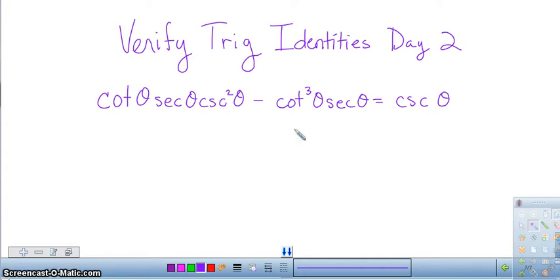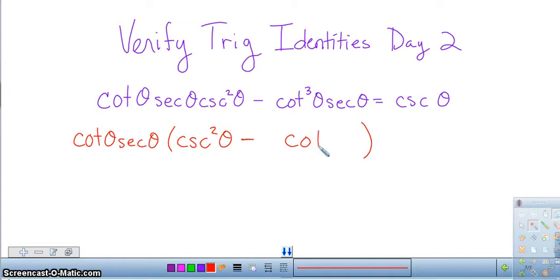This side, on the other hand, the left side looks like craziness. So always go with my rules. Number 1, can I factor anything? That's always what I ask myself first, because that makes life easier if you factor out stuff. And if you notice, on this side, they both have a cotangent and they both have a secant. I'm going to factor out a cotangent of theta, secant of theta. And when I do, I end up with cosecant squared theta minus, and if I take them out of here, I would just have a cotangent squared theta equals cosecant of theta.